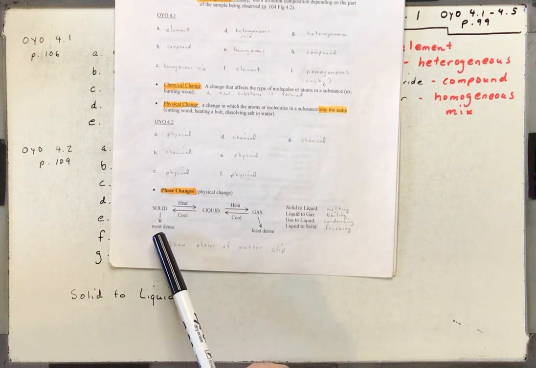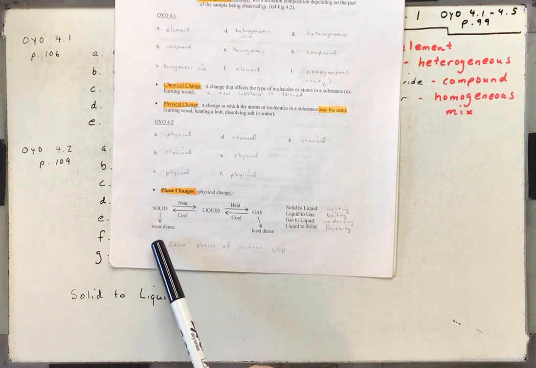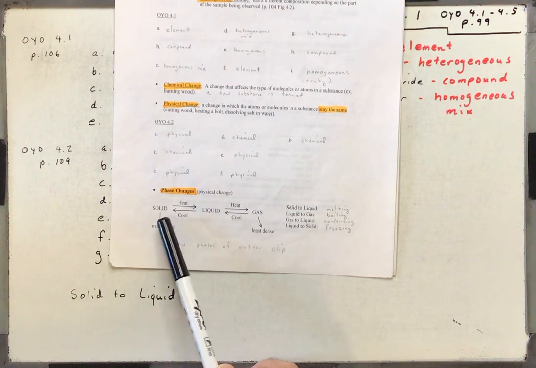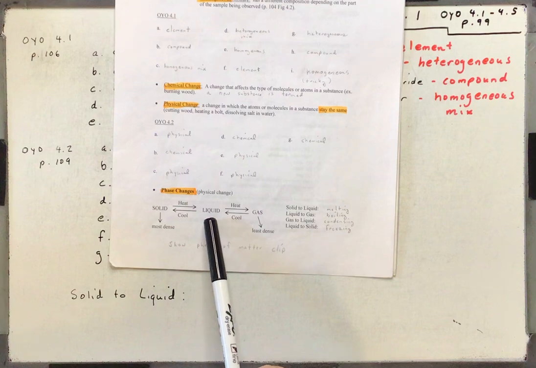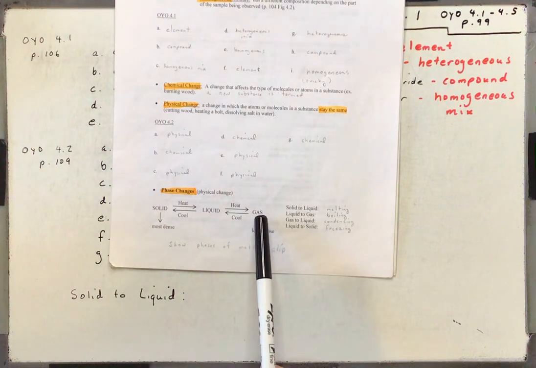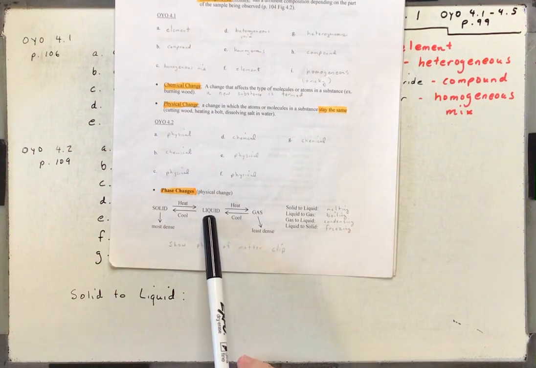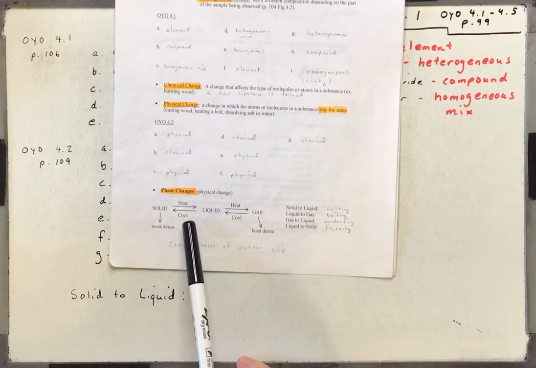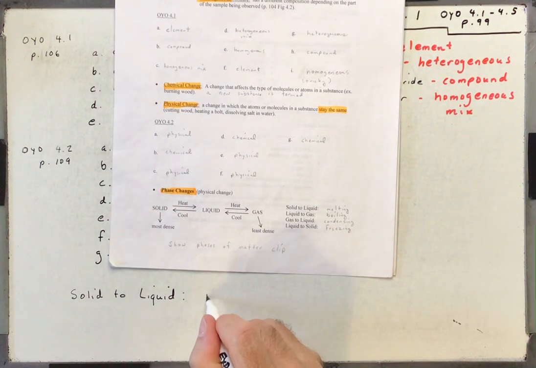Solid, almost always the most dense phase. Not true with water, but with most things. If you heat a solid, it turns into a liquid. If you heat that liquid, it turns into a gas. And a gas is the least dense. Going in the reverse direction, a gas can be cooled into a liquid, and then a liquid can be cooled into a solid. So when we go from a solid to liquid, we call that melting.